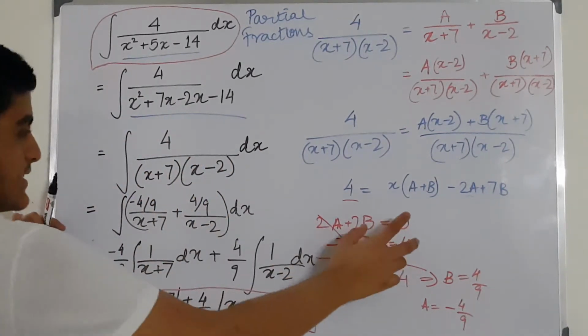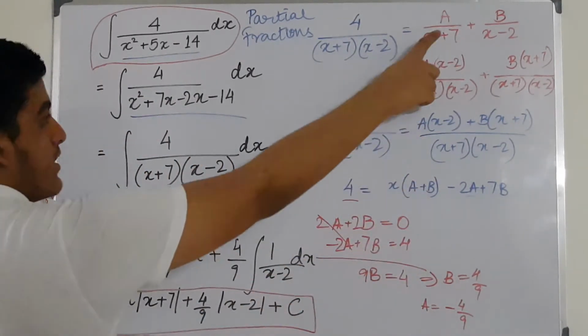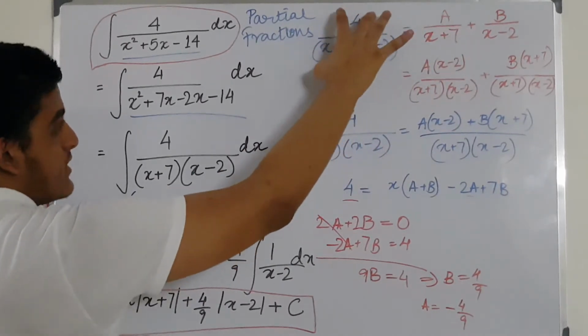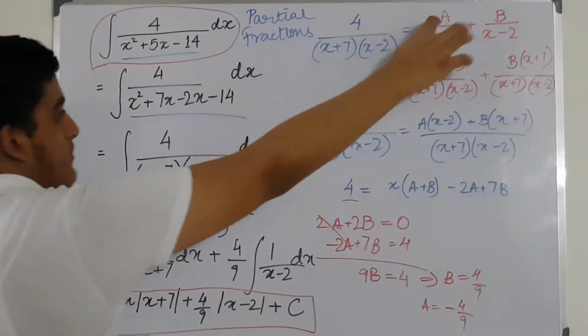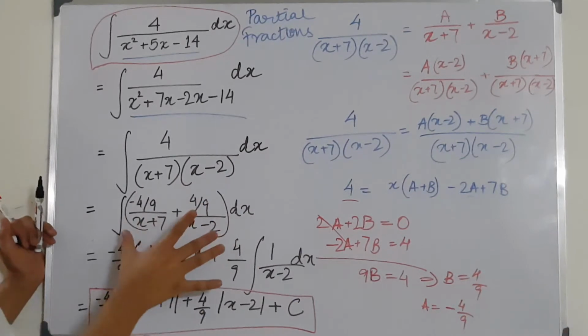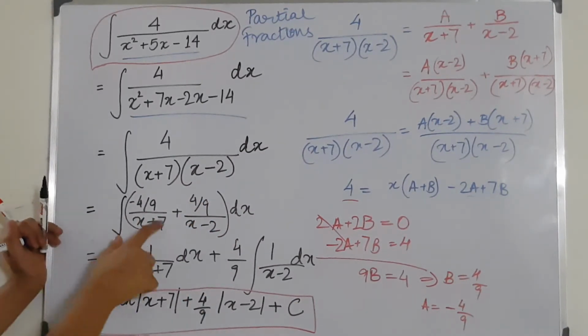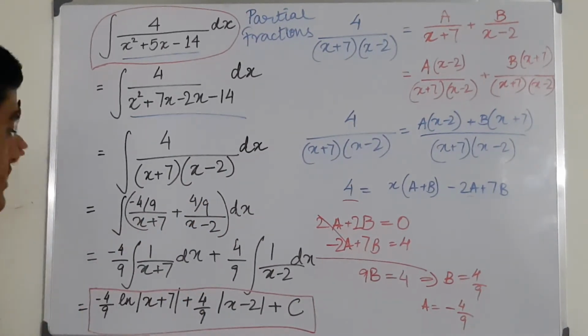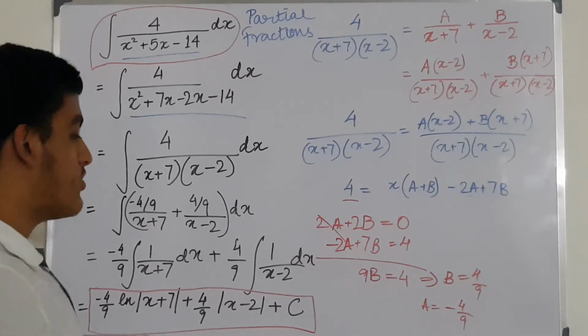And after replacing A and B over here, I just switched this out and put in this right here. This is a recognizable form of integration, which is the ln of the modulus of the denominator, and so we have our answer.